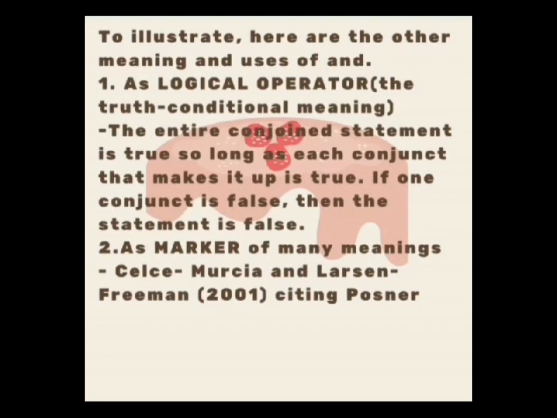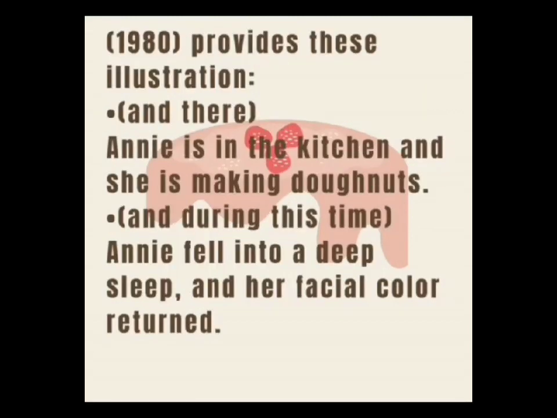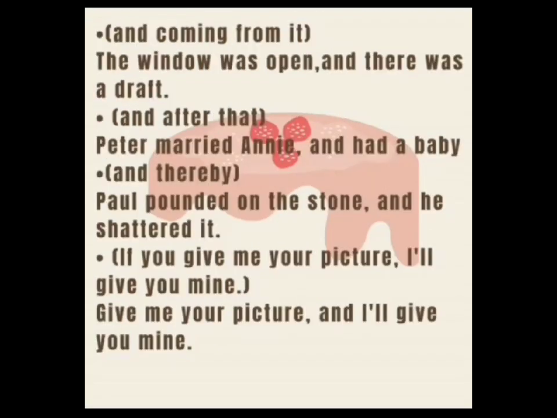Number 2. As marker of many meanings. Celce-Murcia and Larsen-Freeman, 2001, citing Posner, 1980, provide these illustrations. And there, Annie is in the kitchen and she is making donuts. And during this time, Annie fell into a deeper sleep and her facial color returned. And coming from it, the window was open and there was a draft. And after that, Peter married Annie and she had a baby. And thereby Paul pounded on the stone and he shattered it.